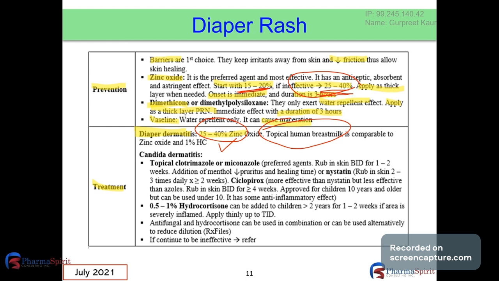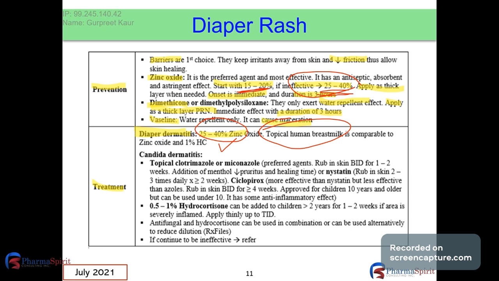And one study found that applying the human breast milk to the affected area for 1 week is as effective as 1% hydrocortisone. So for diaper dermatitis, our options are 25% to 40% zinc oxide. If the zinc oxide 25 to 40% is not used for prevention, or if it is used for the prevention, we can use hydrocortisone, and we may recommend hydrocortisone if the baby is 2 years of age. Another option that we do have now is topical human breast milk. So this was the management of diaper dermatitis.